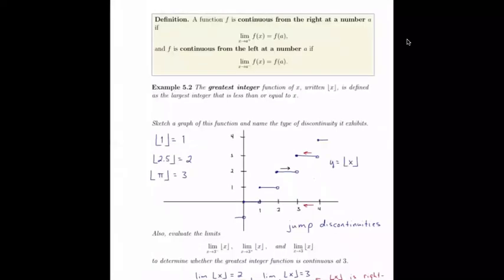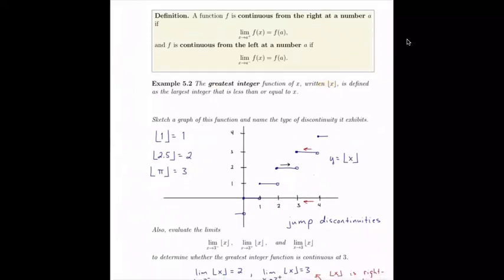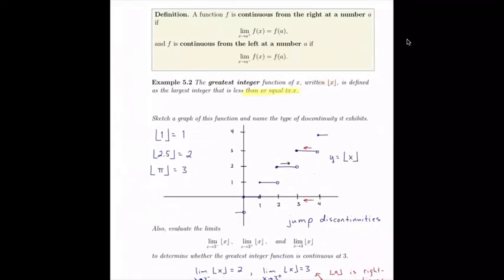You've probably never seen this function before. It's an interesting function. It's called the greatest integer function of x, or sometimes the floor function. It's written with these sort of half brackets with the legs on the bottom. It's defined as the largest integer that is less than or equal to x.